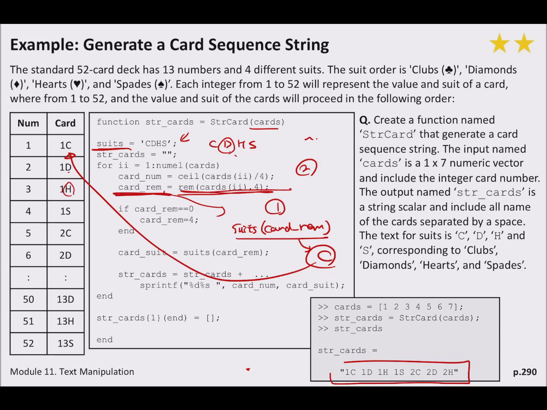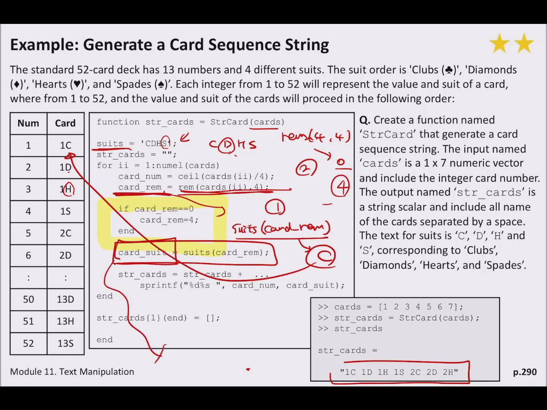But the tricky part is, what about a remainder of 4? That gives us 0, but we are expecting a 4 so that we are accessing the S. That's why we put in this condition: if the card remainder is equal to 0, we assign 4. That's how we can get the card suit character.